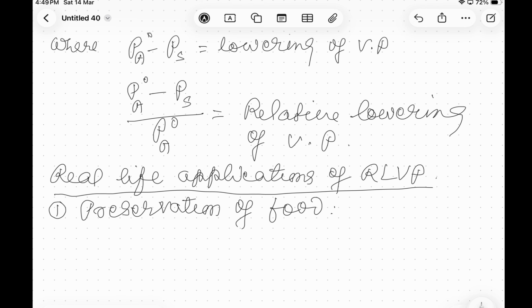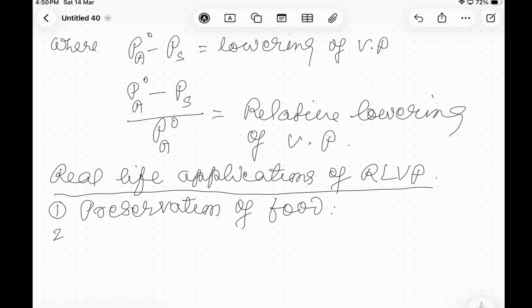When large amount of sugar or salt are added to food, the vapor pressure of water decreases. Because of this, water molecules become less available for microorganisms and microbes cannot grow easily. For example, fruit juice, jelly, pickles, salted fish, or meat are preserved. These are due to lowering of vapor pressure. Thus, relative lowering of vapor pressure helps in food preservation.